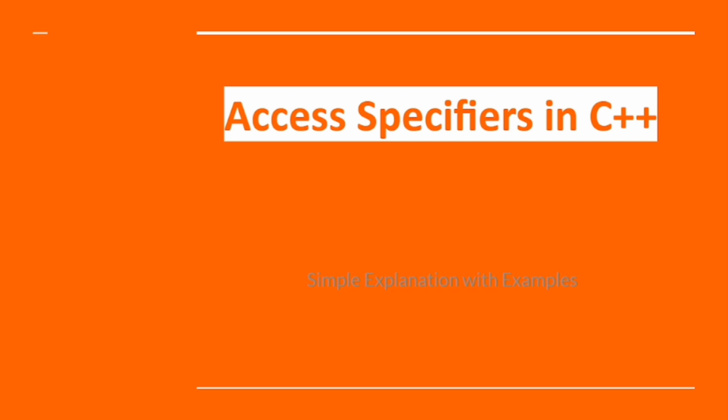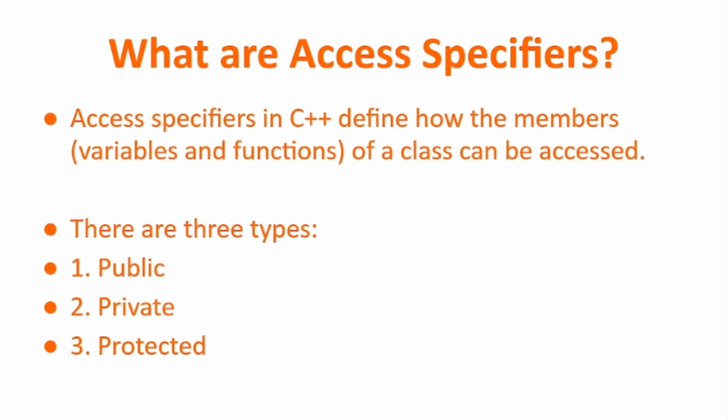First of all, let me introduce you to the access specifier definition. What is the access specifier definition? You're seeing the access specifier definition on your screen. Access specifiers in C++ define how the member variables and functions of a class can be accessed. Basically, in C++, access specifiers are used to define the access level of class members, like variables and functions.